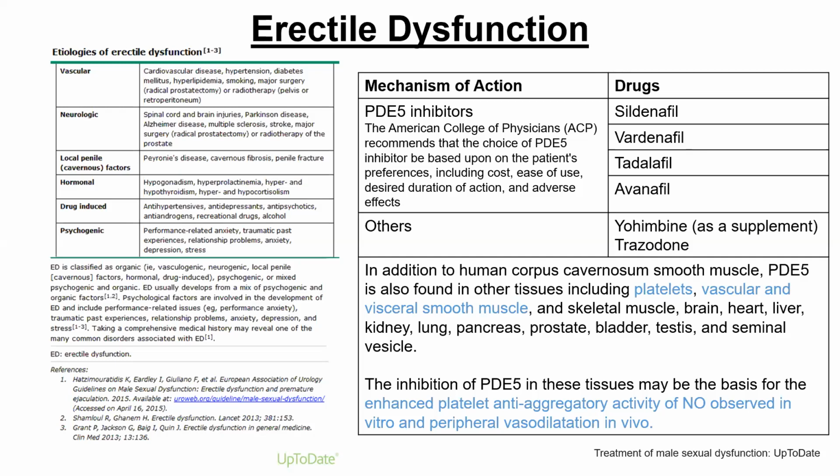hypogonadism, or hypercorticosolism, or you have a drug-induced condition that interfere with the process that include antihypertensive, antidepressant. By the way, SSRIs are known for that. And that's one of the condition people don't take SSRIs for too long. And patient compliance is a big issue. And finally, you have a psychogenic.